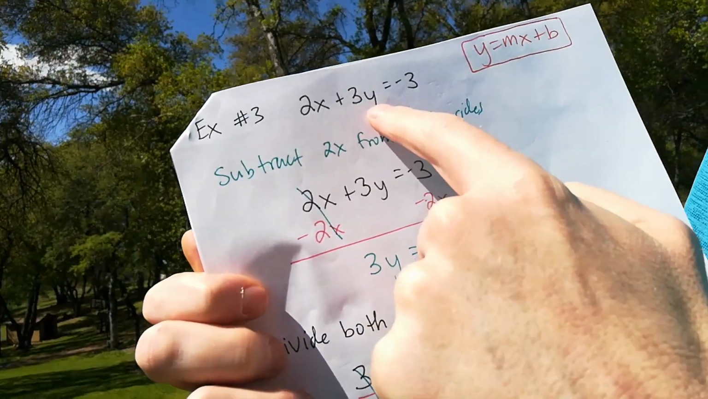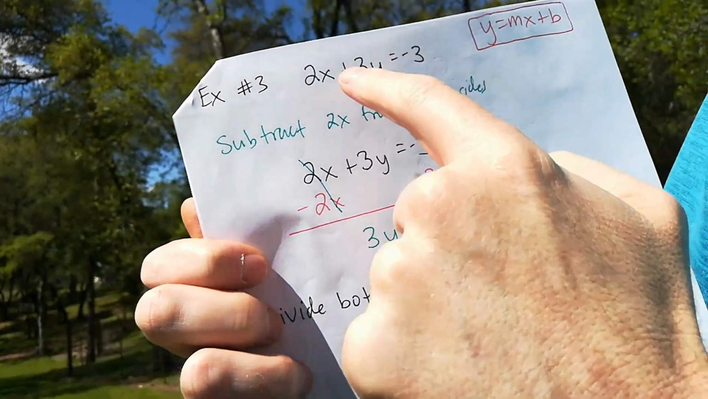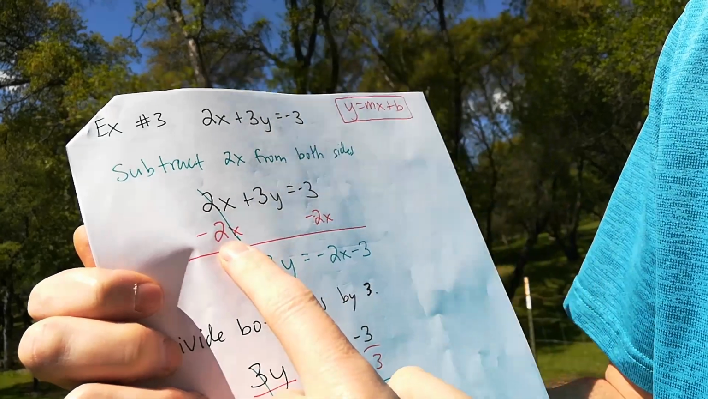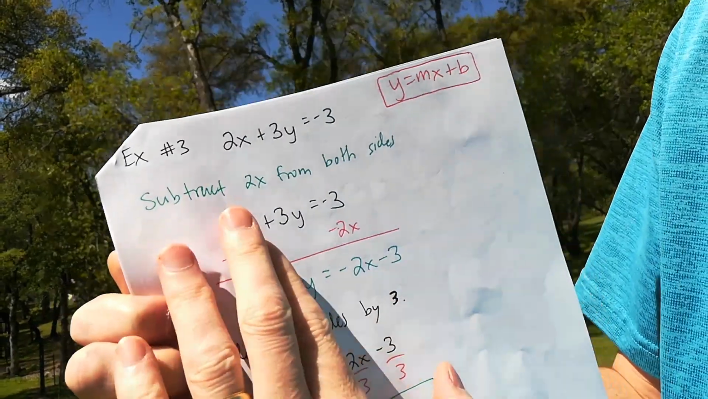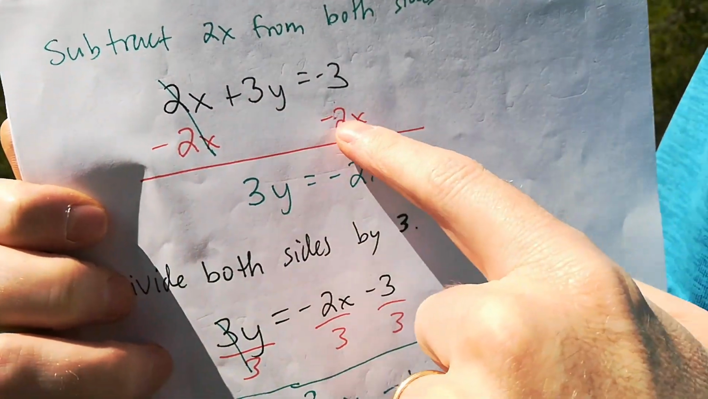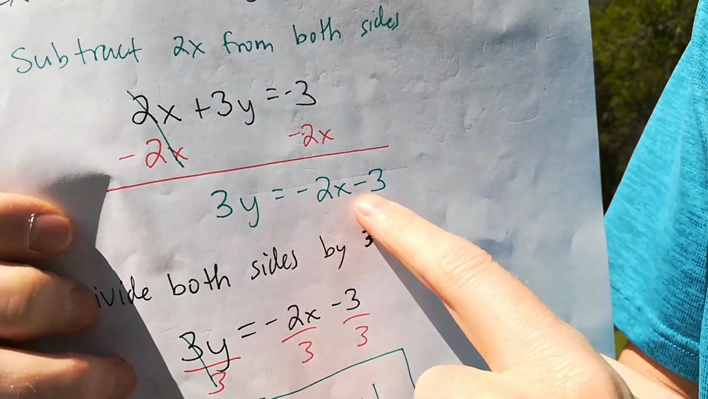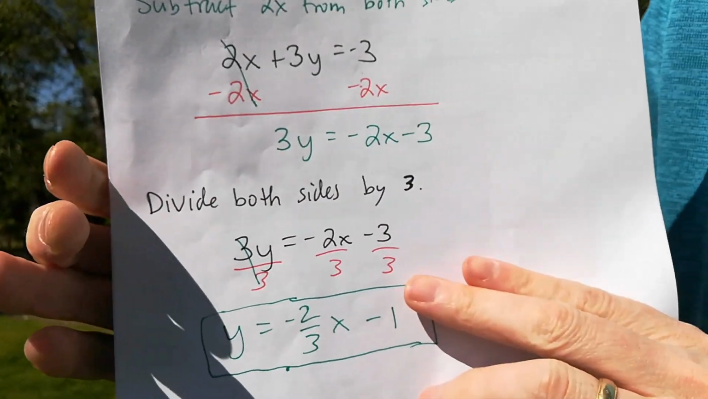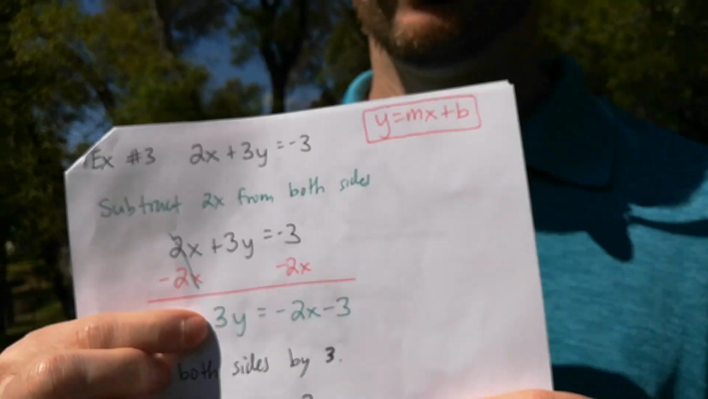So what we're going to do is get y by itself. So I have to subtract the 2x from both sides. If I subtract the 2x from both sides, it goes away, and I end up with 3y right here. But the key is putting the -2x out front of the -3. So now I've got 3y equals -2x minus 3, and I have to get rid of the 3.